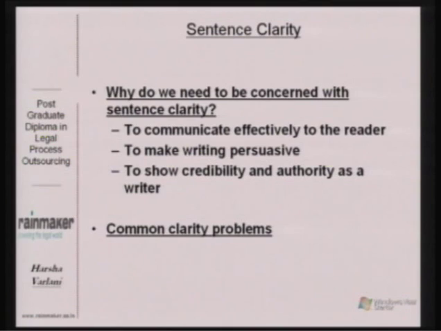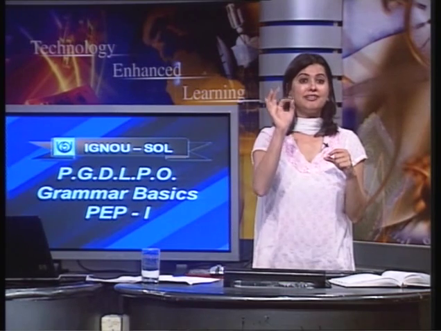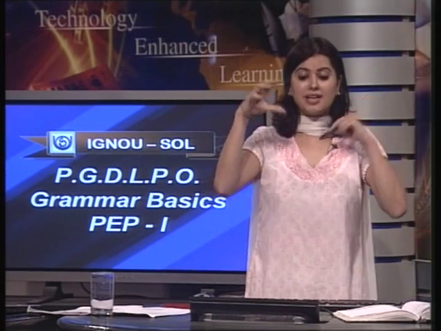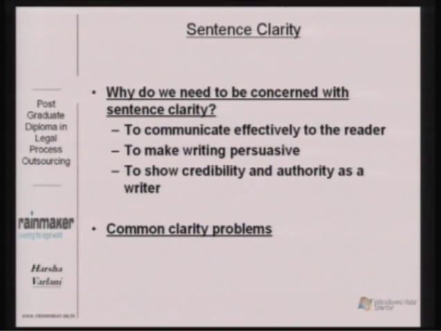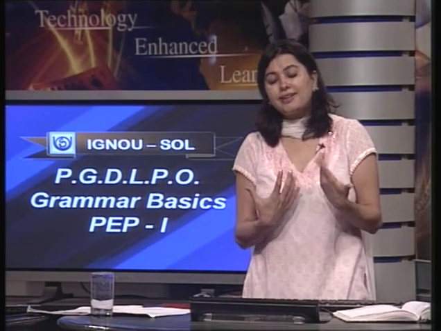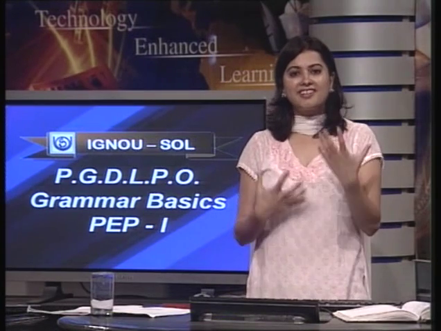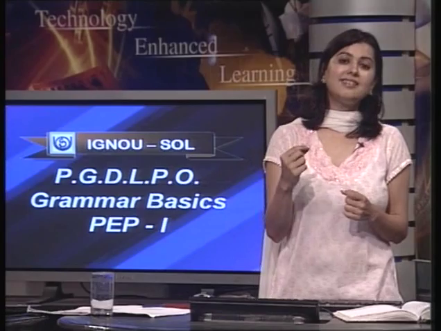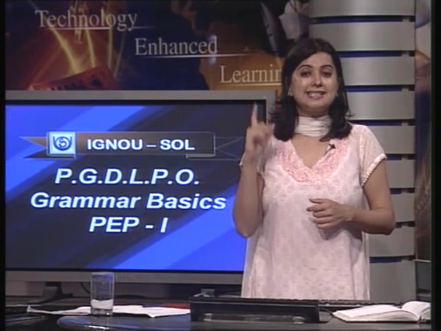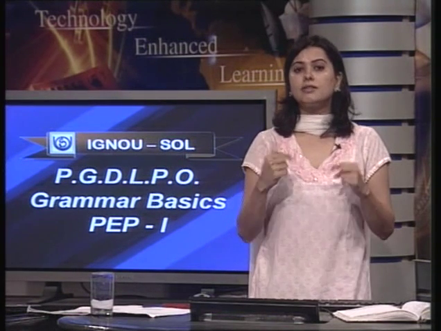When someone is reading what you have written, you have to ensure that the sentence is very clear, because you might not be present at that point of time to clarify what they are reading. Their perception might be different, so it is very important that your sentences are crisp and clear. Clarity also makes writing persuasive and shows credibility and authority as a writer. As a lawyer, you hold that particular credibility. Therefore, it's very important that your sentences are very clear, crisp, simple and easily understood by the person reading what you have written.